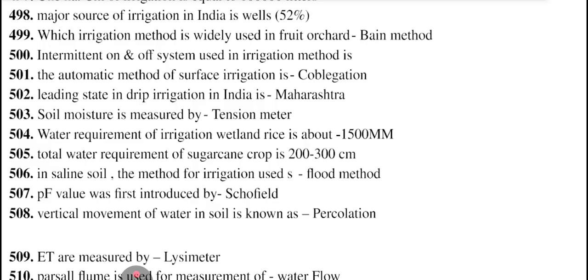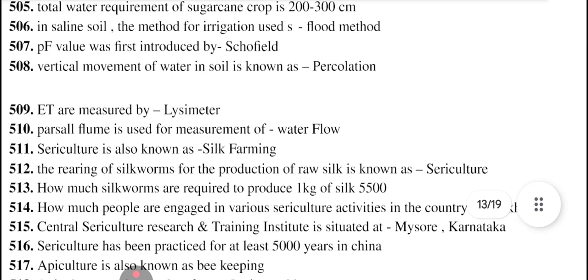pH value was first introduced by Sorensen. Vertical movement of water in soil is percolation. Evapotranspiration is measured by lysimeter. Parshall flume is used for measuring water flow.